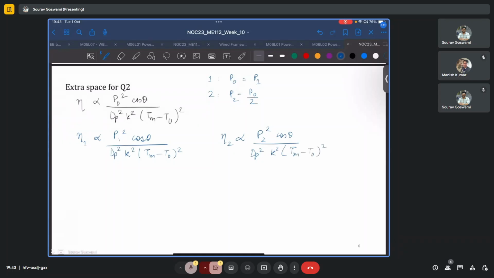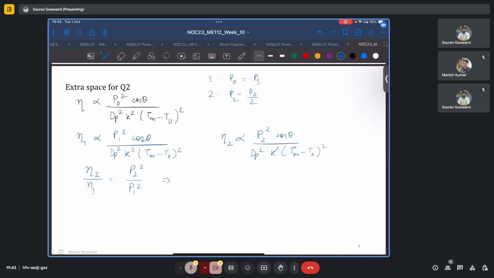Now, if you have to find the change in the catchment efficiency, we can see that all the other factors remain constant. It is only the power that is changing. So we can come up with an expression in terms of ratios. Eta 2 by eta 1 shall equal P2 square by P1 square, because all the other factors are getting cancelled out.